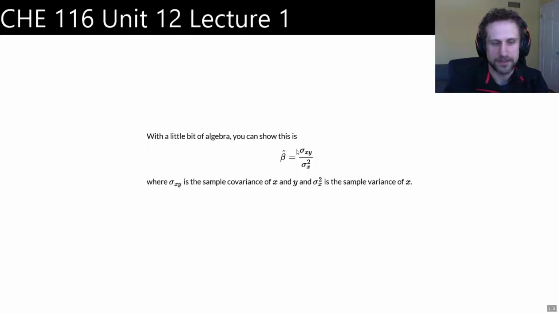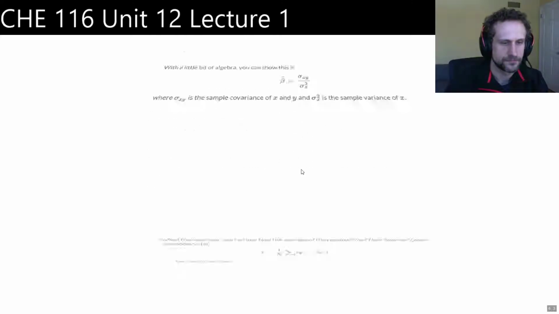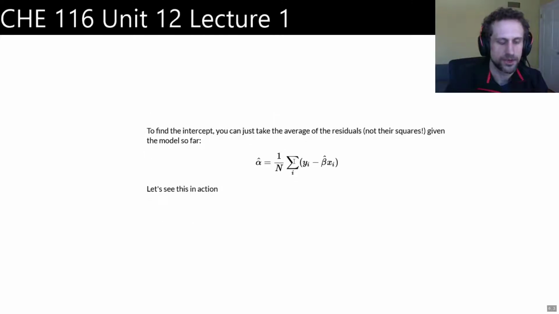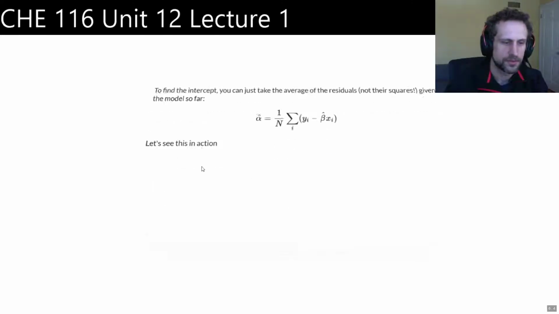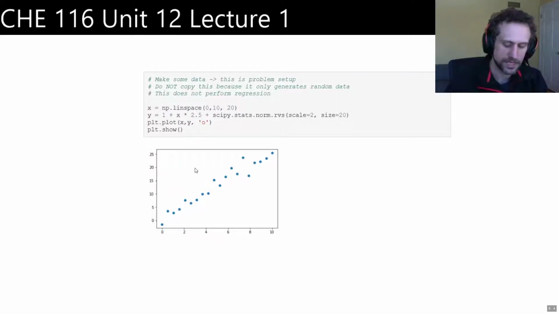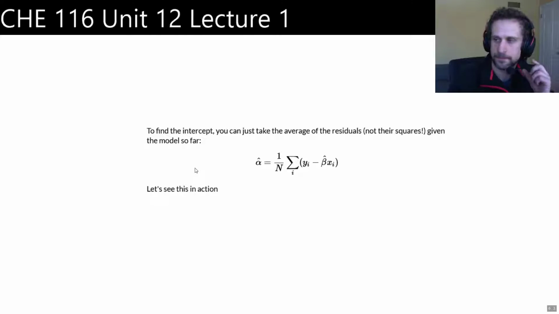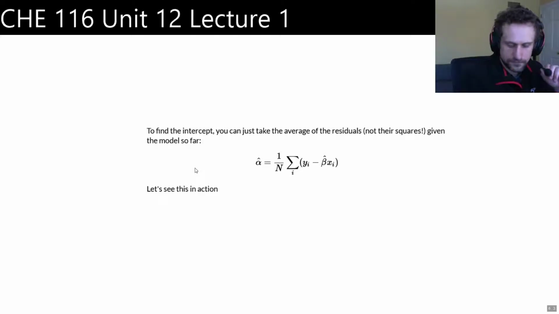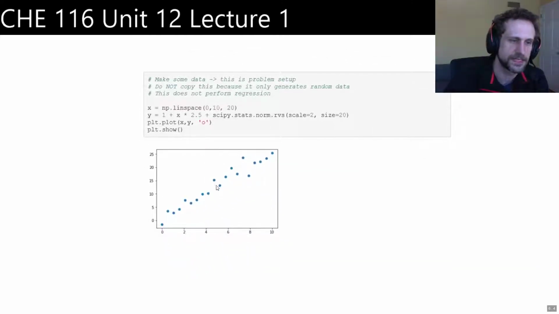So we can write that more compactly. Beta hat is equal to the covariance of x with y divided by the variance of x. And then for the alpha hat, you can show that it's basically the average distance between the true y's and the beta hat times xi. Okay. So let's go ahead and see an example. Actually, before we go on, are there any questions on this derivation here? Okay. So let's see an example.